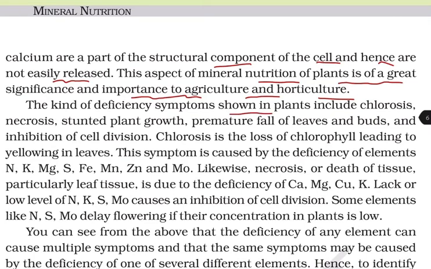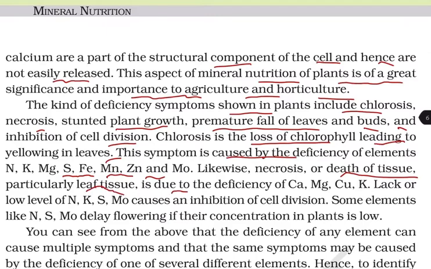The kinds of deficiency symptoms shown in plants include chlorosis, necrosis, stunted plant growth, premature fall of leaves and buds, and the inhibition of cell division. Chlorosis is the loss of chlorophyll leading to yellowing in the leaves. This symptom is caused by the deficiency of elements like nitrogen, potassium, magnesium, sulfur, iron, manganese, zinc, and molybdenum. Likewise, necrosis, or the death of tissue, particularly leaf tissue, is due to the deficiency of calcium, magnesium, copper, and potassium. Lack or low level of nitrogen, potassium, sulfur, and molybdenum causes inhibition of cell division. Some elements like nitrogen, sulfur, and molybdenum delay flowering if their concentration in the plants is low.